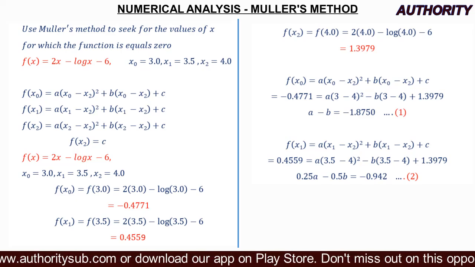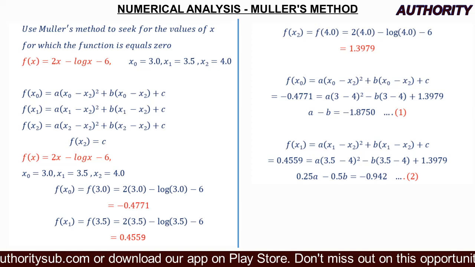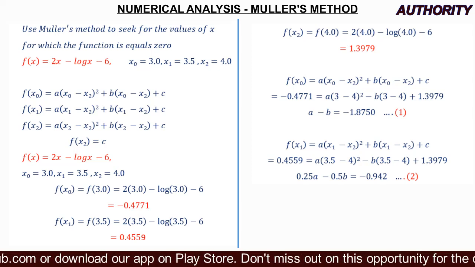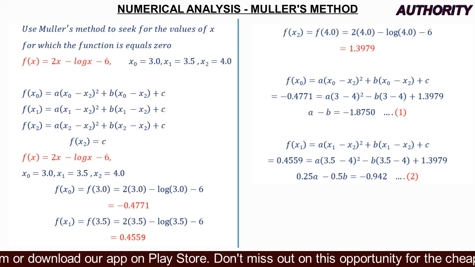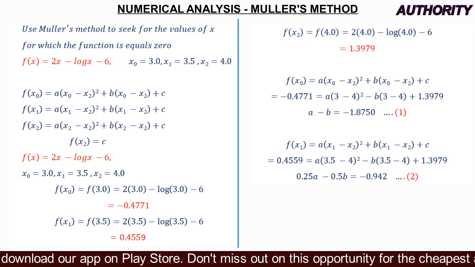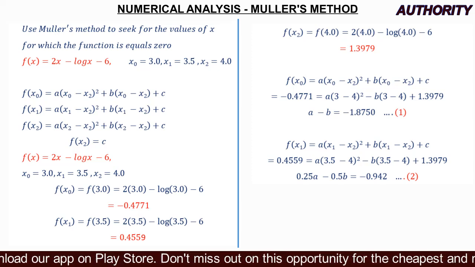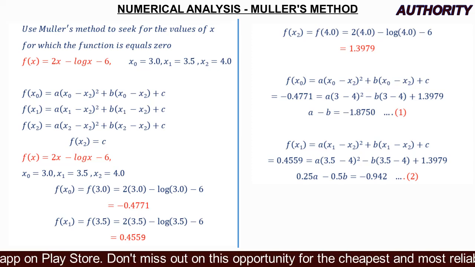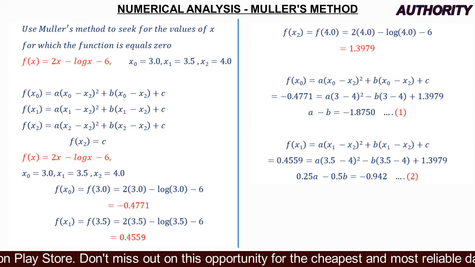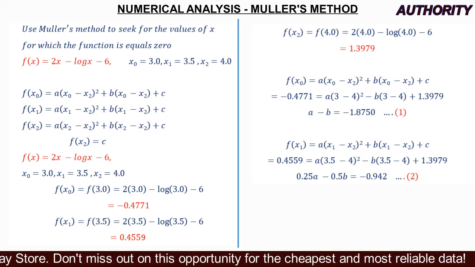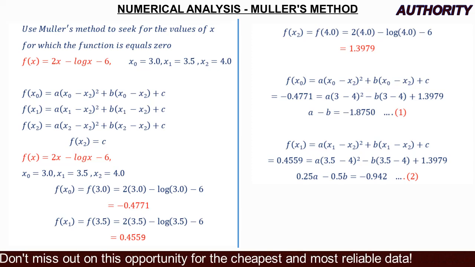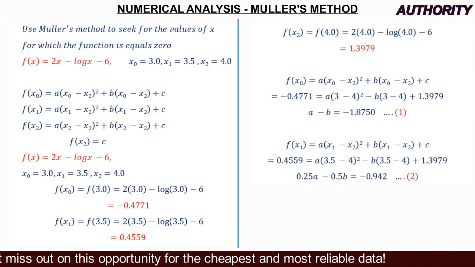Are you wondering how we got this? When you say 3.5 minus 4, what will it give you? We're going to have minus 0.5, and minus 0.5 squared is 0.25. Are we together? Yes, that is why we have 0.25a minus 0.5b is equal to minus 0.942. We call this equation 2.